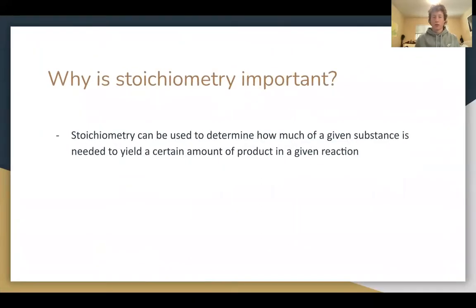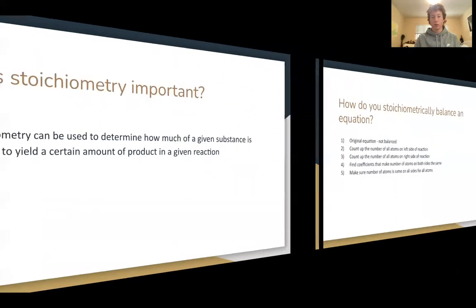All right, so why is stoichiometry important? You can use stoichiometry to, for example, determine how much of a certain substance you need to yield a certain amount of another substance. And you can do this using stoichiometry and mole ratios in the balanced equation. You also need to know the molar mass of the substances involved. So determining amounts of yield of products is what stoichiometry is really good for.